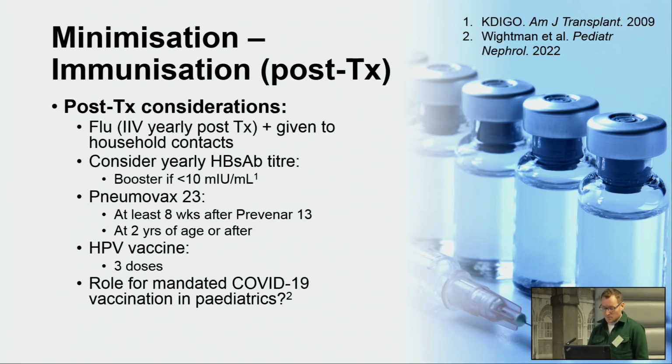And I've just put here, is there a role for a mandated COVID-19 vaccination in paediatrics? There's an interesting paper published in Pediatric Nephrology last year that discusses the relative benefits, or risk-benefit ratio. And I think the outcome is essentially that because we don't see a huge amount of morbidity and mortality in children and young people with COVID-19 when they're immunosuppressed, we probably don't have the evidence to suggest that COVID vaccines should be enforced, but that's certainly very different in the adult population, where they can become quite unwell if they get COVID.